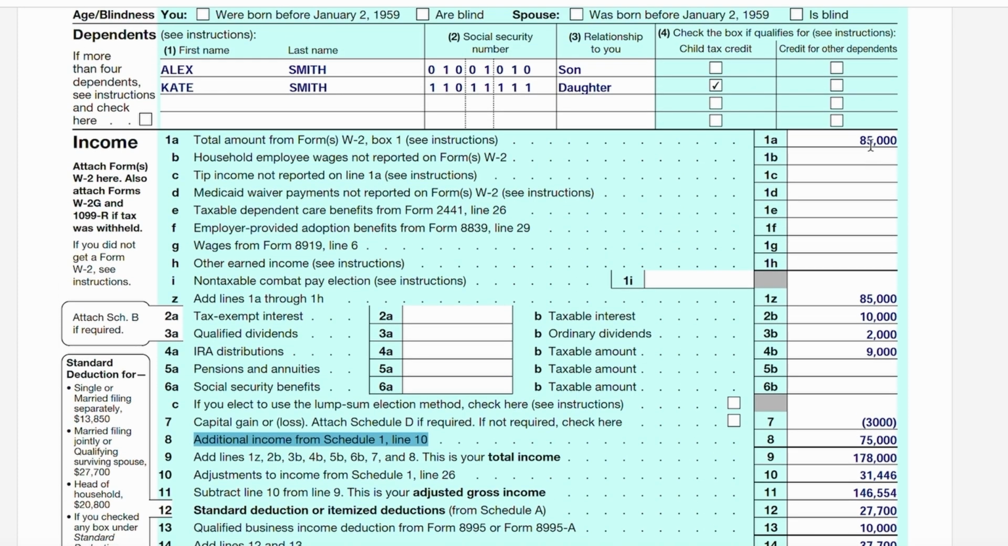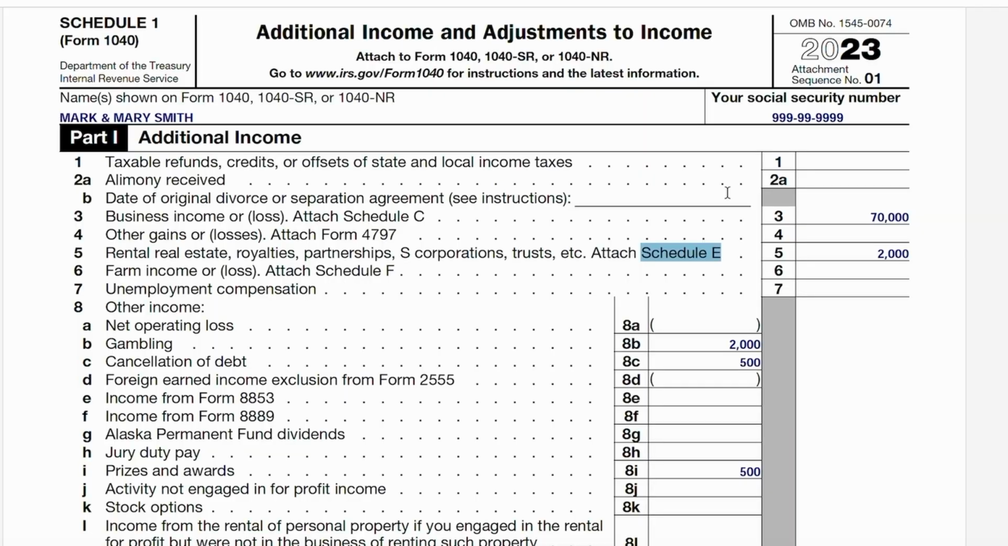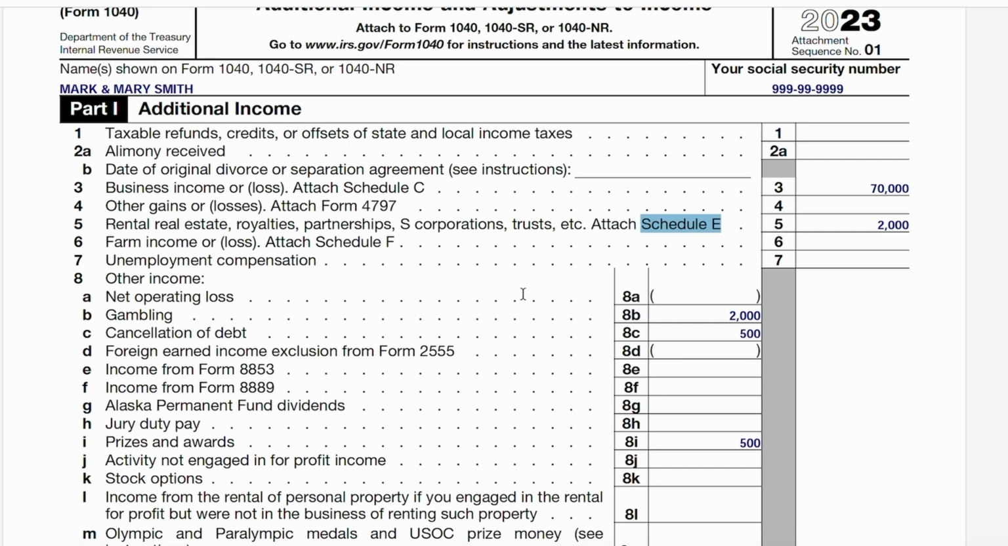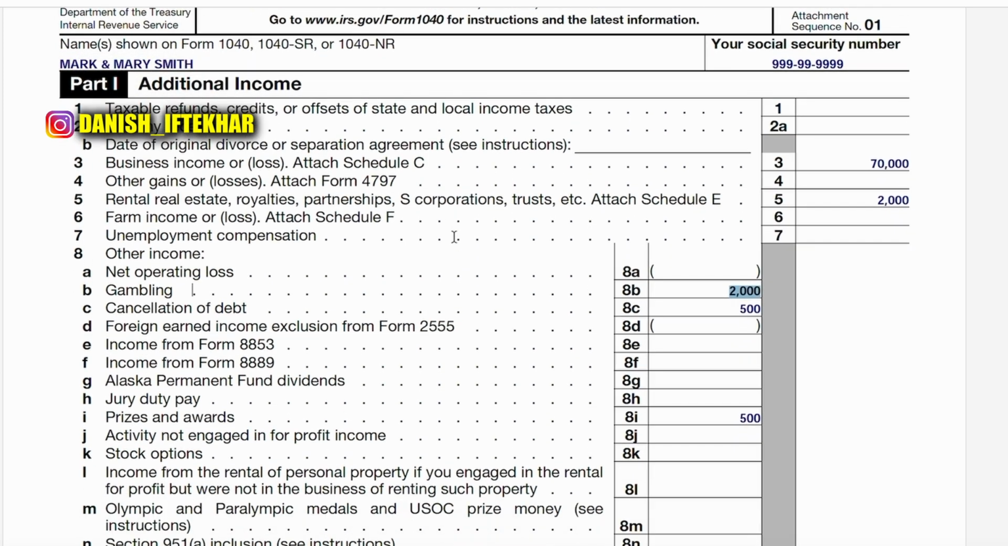Unlike wages, interest income, dividend income and IRA, which directly appear on your Form 1040 page 1. So let me quickly talk about what other items of income are reported on Schedule 1. There is this list of items. In this example we have income from gambling. So you did some gambling, you got income from that. Do you think the IRS will not tax you on that? The IRS will tax you on that. So this 2,000 you need to report on Schedule 1 part 1 additional income.